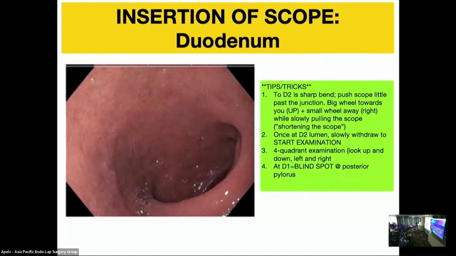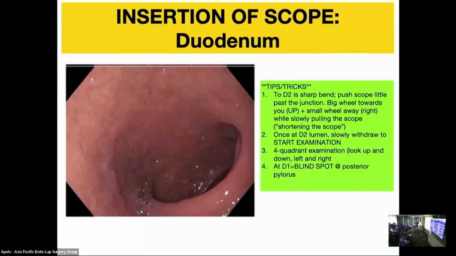So when you hear your instructors say big wheel towards you, the scope is going up, looking up. And then small wheel away, it is towards the right, while you pull the scope slowly. So that's shortening of the scope. Once at the D2 lumen, you can now withdraw. You can start your examination. So you should see the 4 quadrants: up, down, left, and right.